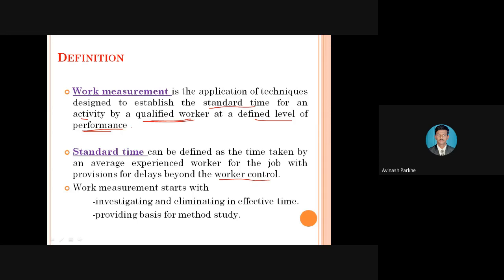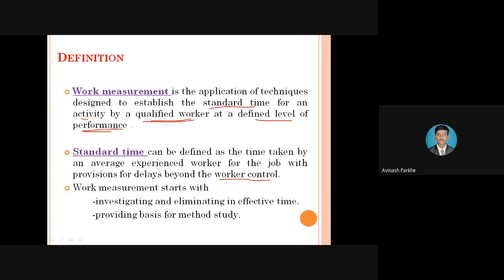Means in between while performing the task, if the operator wants to go for drinking water, if the operator wants to go to the washrooms, if the operator wants to change the coolant of that particular machine, if the operator wants to change the oil of that particular machine. So such types of unavoidable tasks are there, which we also have to consider in the standard time.